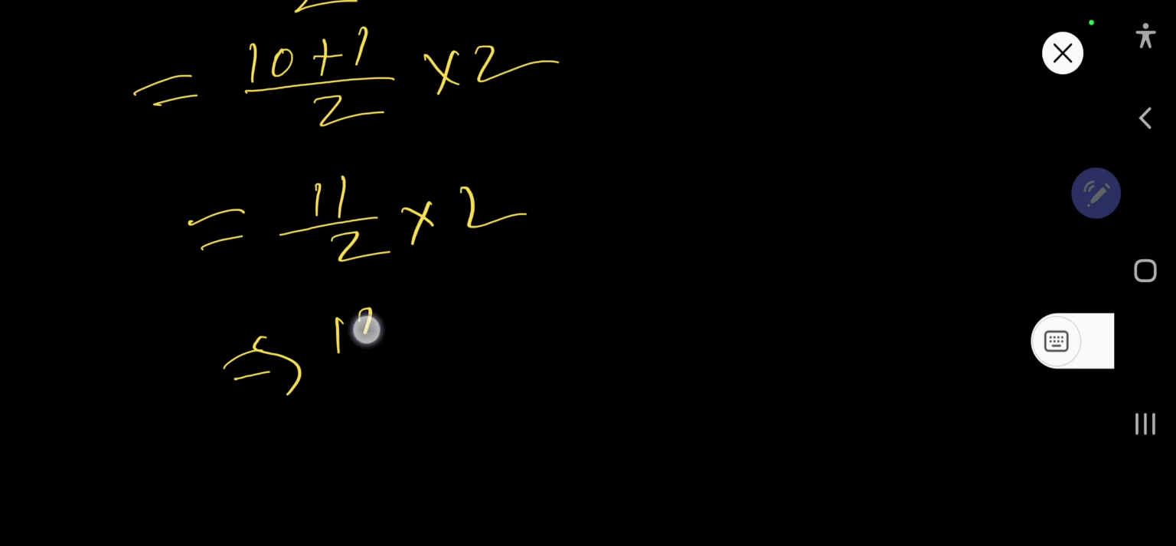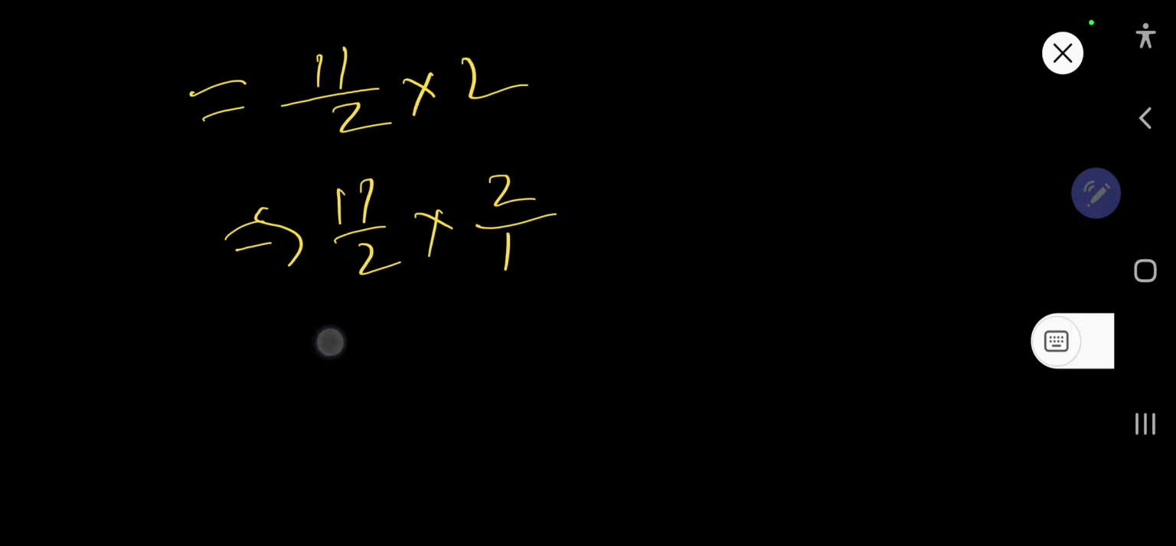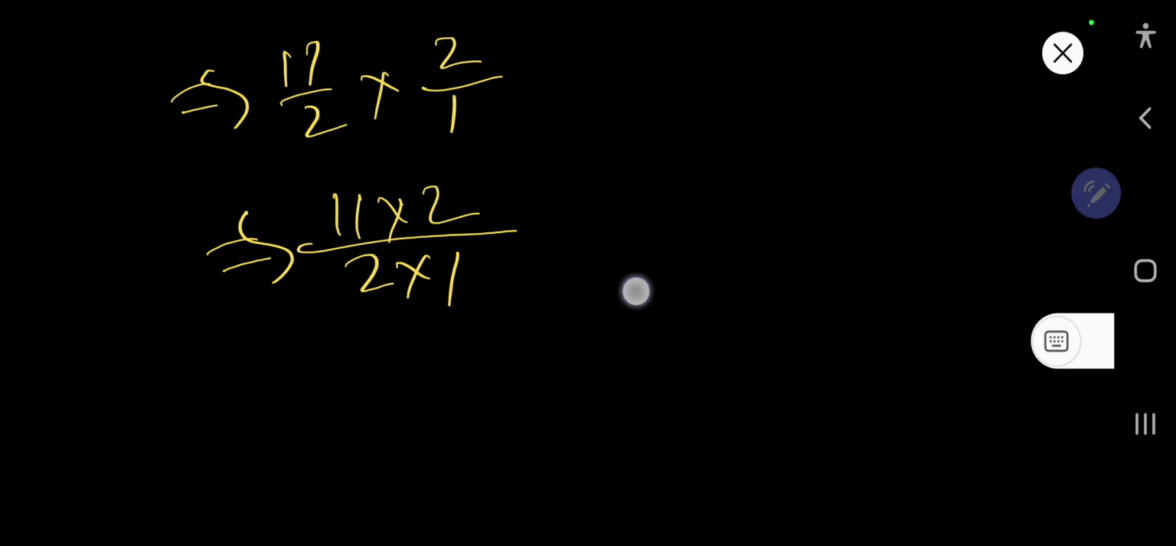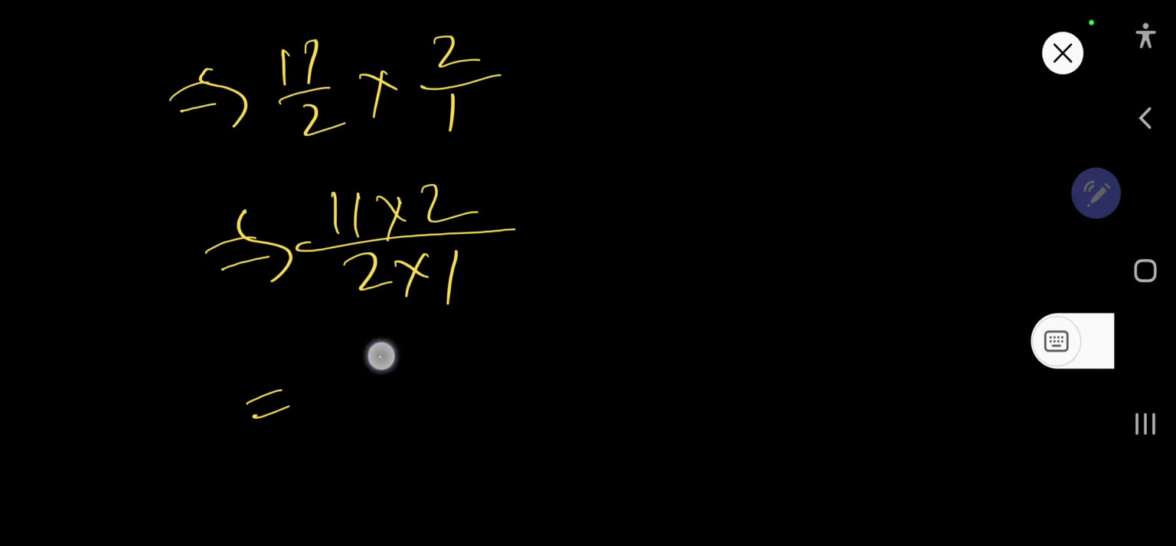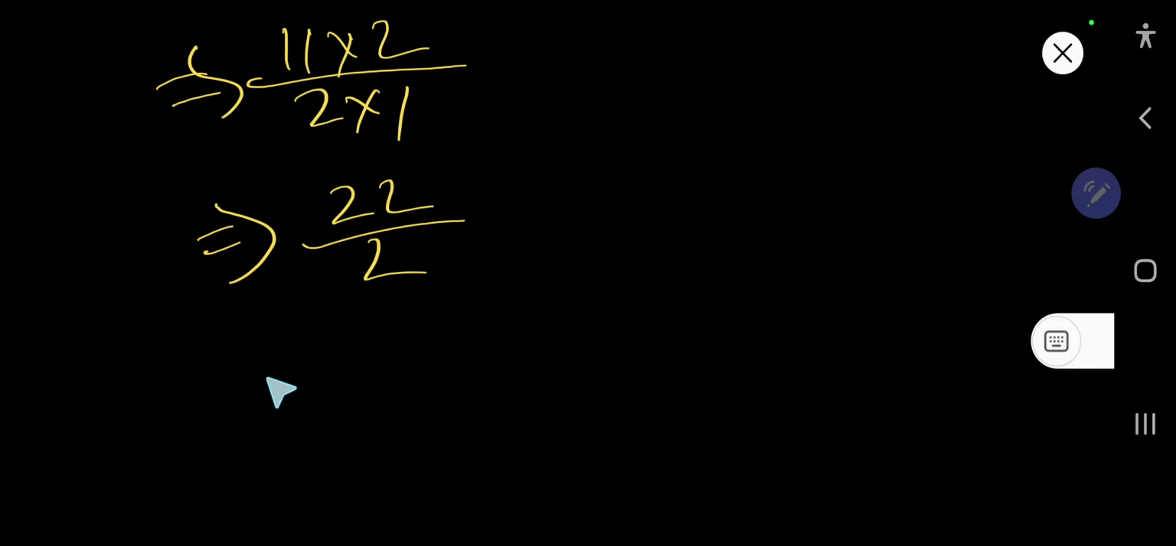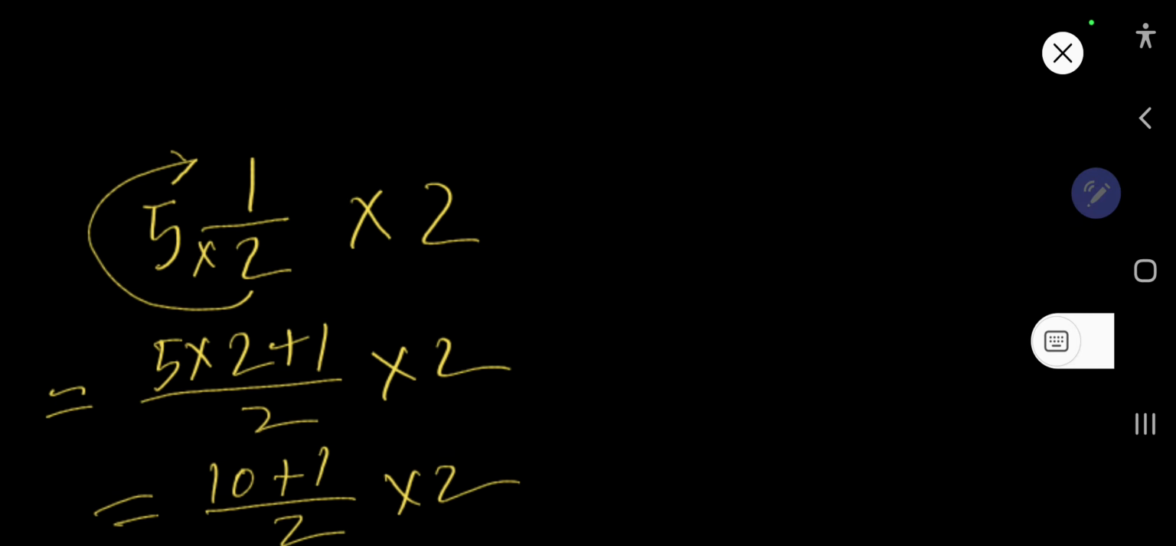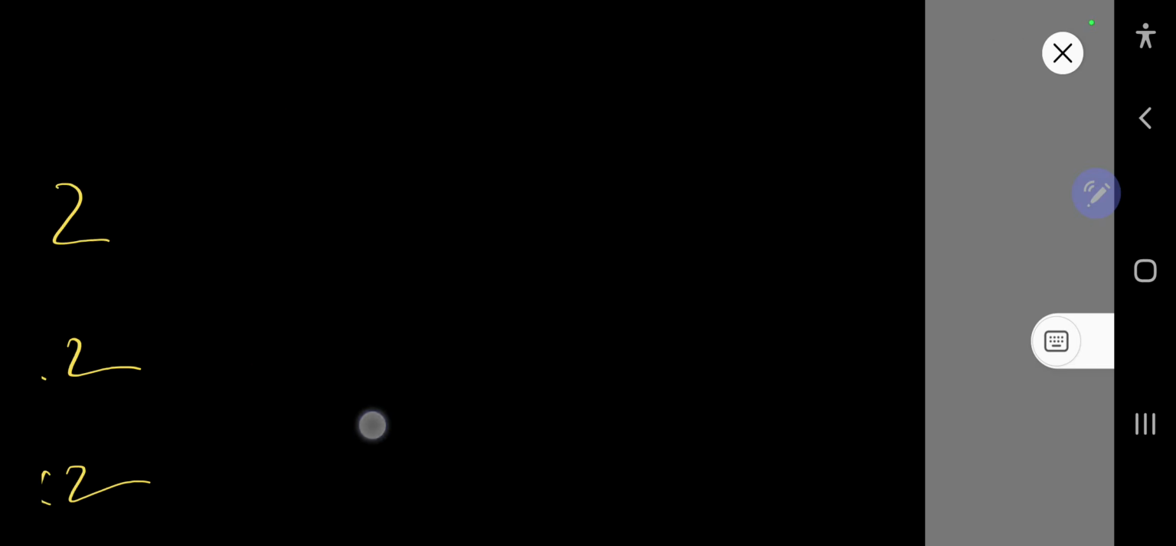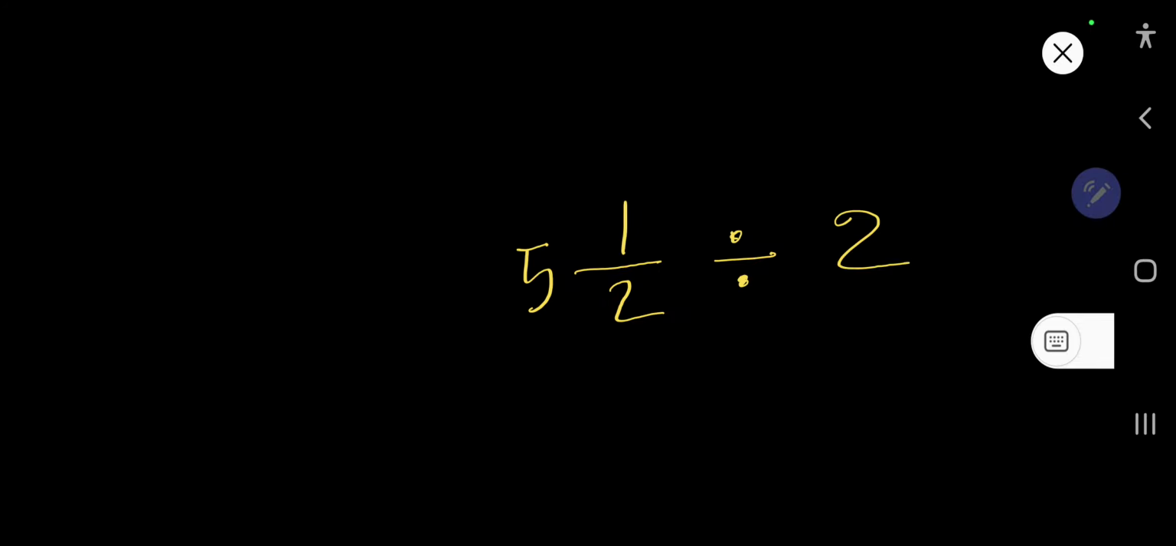Now express this whole number as a fraction, taking 1 as the denominator. Now multiply top to top number, then bottom to bottom. So we are getting here 22 divided by 2. That is, if you divide by 2, then we are getting 11 over 1. That is 11. So this is the way, right? Okay, let us take another example.